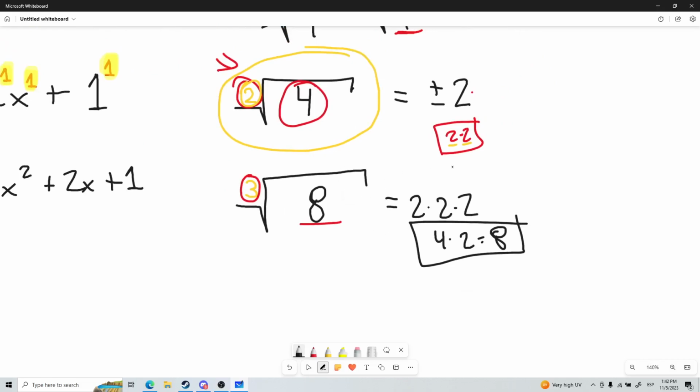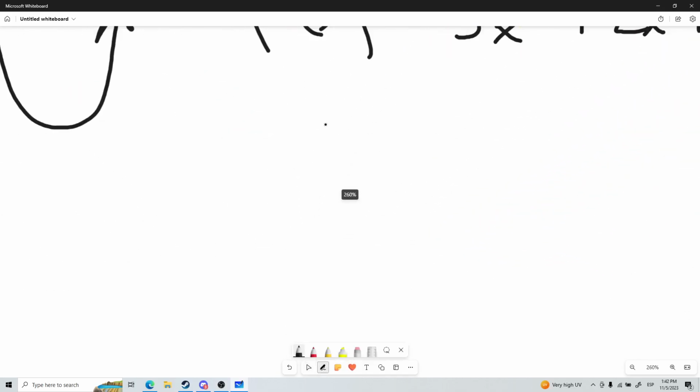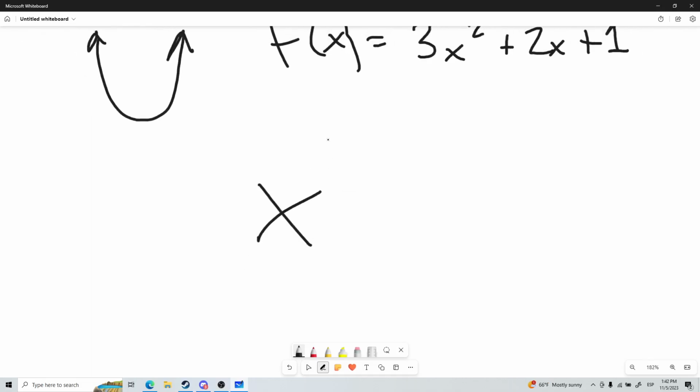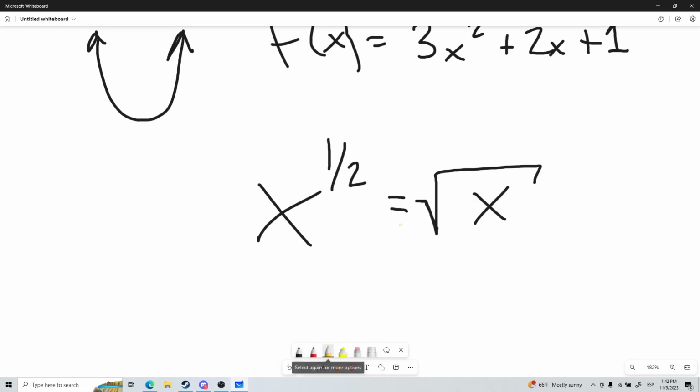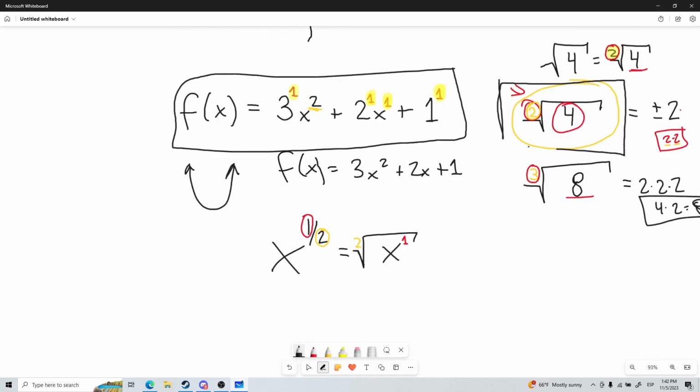Why can this also be relevant? Well, eventually, some of you might be looking at stuff that looks like this. You might be looking at, I don't know, x to the power of 1/2. And you're wondering, what's going on? X to the power of 1/2 is the square root of x. And you might be thinking, why? Where does the 1 come from? Where does the 2 come from? The 2 comes from this 2 here, and the 1 comes from this 1 here. So that's why I was talking about this thing here and this thing here.